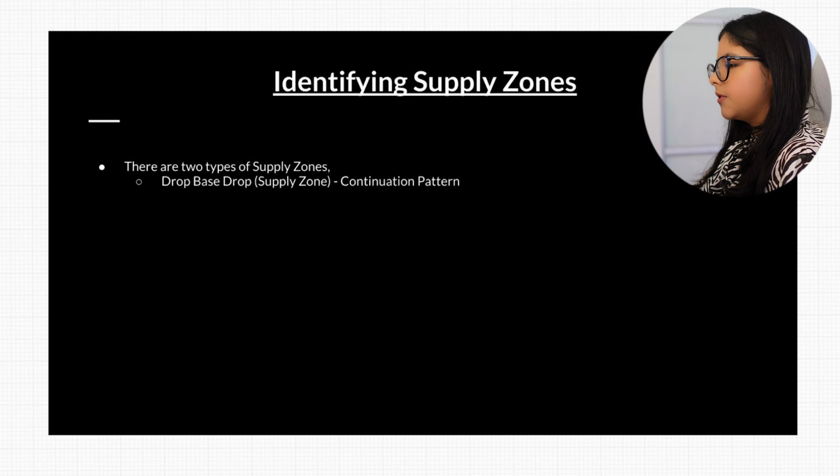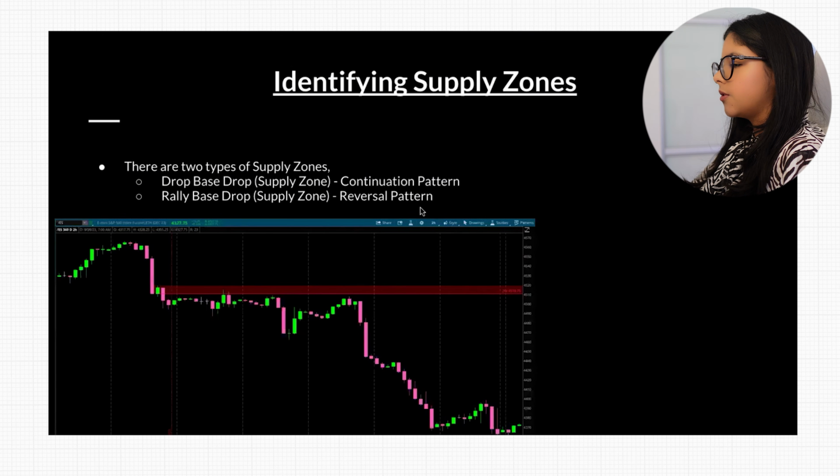So there's two types of supply zones. It's patterns. It's 3 candlesticks. So it's a drop, base, drop, supply zone. This one's a continuation pattern. And then we have a rally, base, drop, supply zone. And this is a reversal pattern. So this is what it looks like.